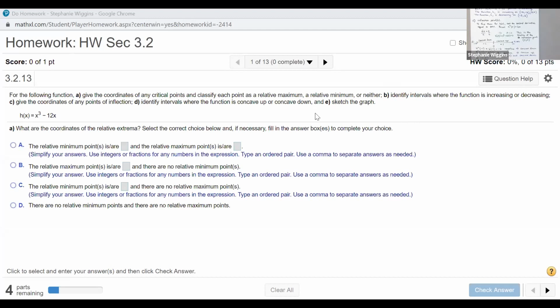Okay, so it says identify the intervals where the function is concave up or concave down. That was part D. Now we have to sketch the graph. You can sketch the graph based on all of this information. So let me just do that on the next page of my notes here.